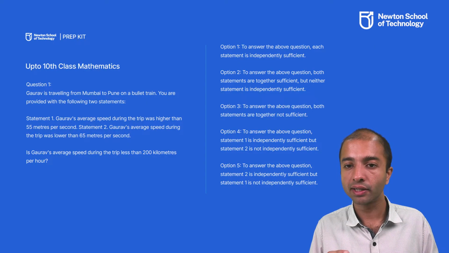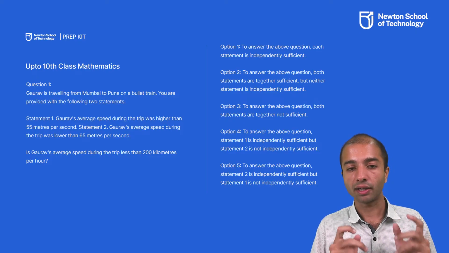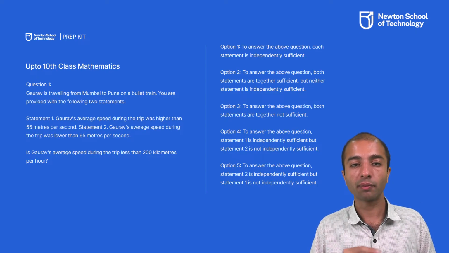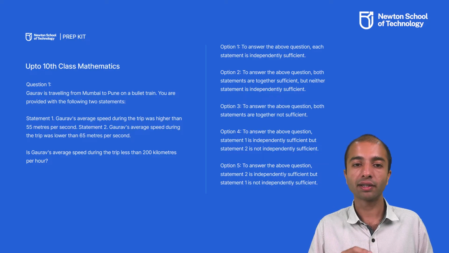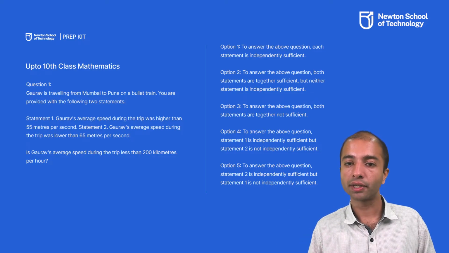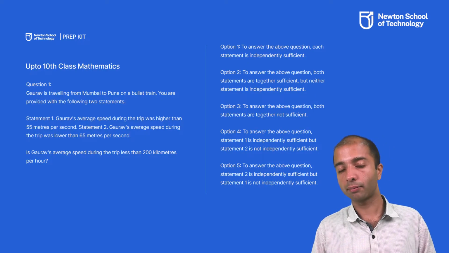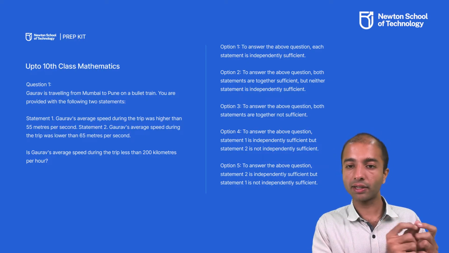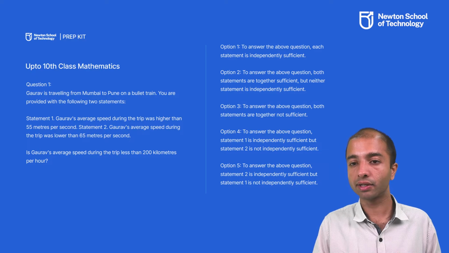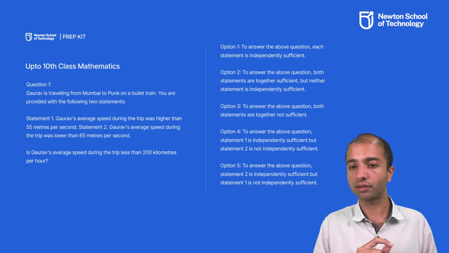In option 3, it is given that to answer the above question, both statements together are not sufficient. That is, even if we combine both the statements and assume both of them are true, we still cannot say whether the answer is actually correct. In option 4, it is given that to answer the above question, statement 1 is independently sufficient, but statement 2 is not independently sufficient. That is self-explanatory: using statement 1 we can answer this question, but using statement 2 we cannot answer this question.